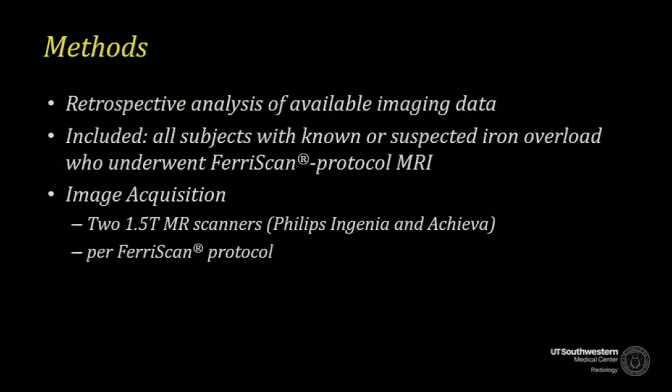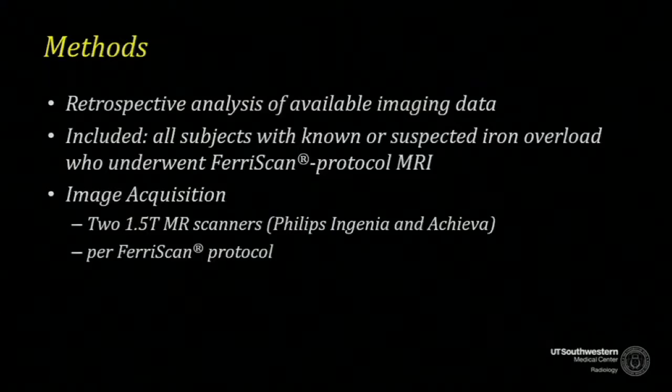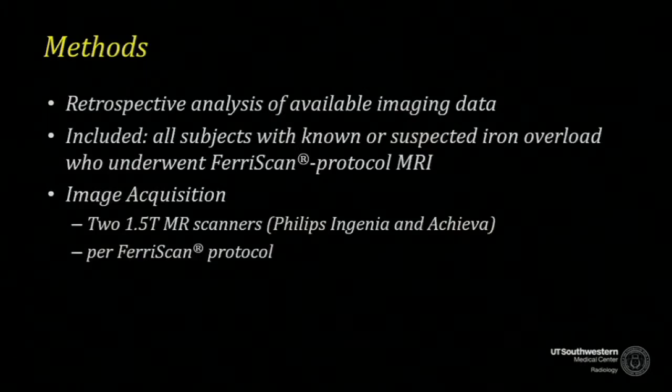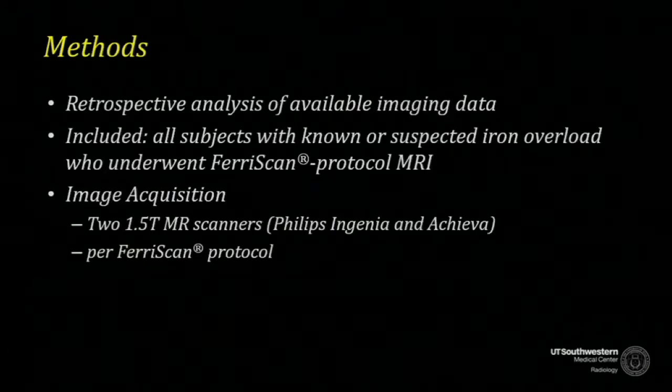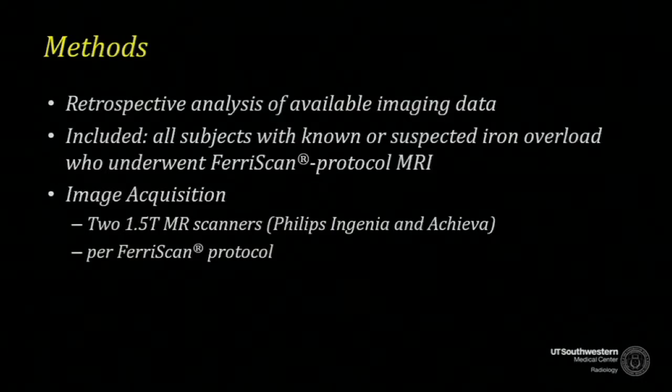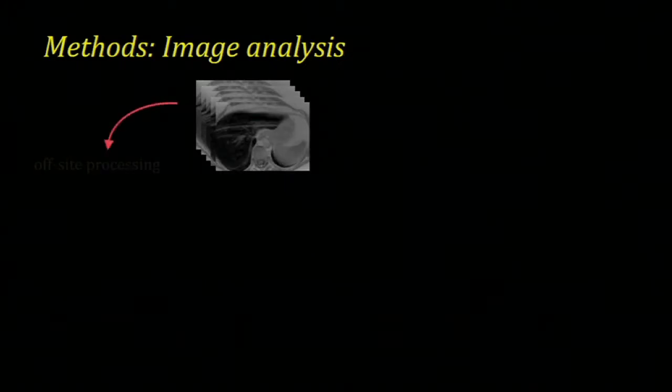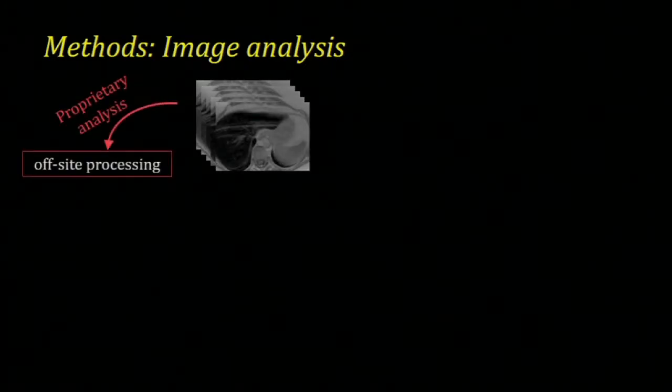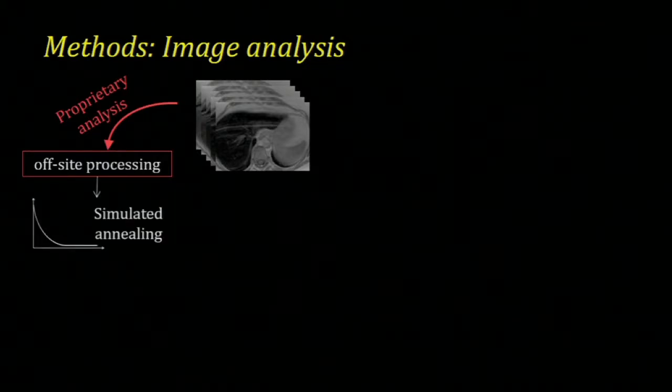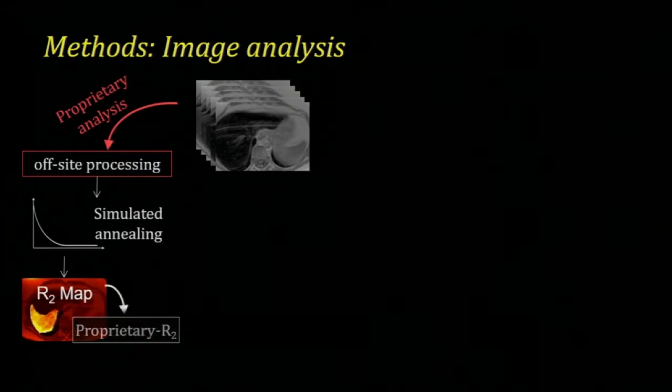This was a retrospective analysis of the available imaging data. We included all patients who had known or suspected iron overload that had undergone a FerriScan protocol MRI. We acquired all the images on one of the 1.5 Tesla MR scanners at our institution, and all the images were obtained per the FerriScan protocol. The spin echo images went off-site to Resonance Health for proprietary analysis. They did a simulated annealing curve fitting, generated an R2 map, and gave us a proprietary R2.